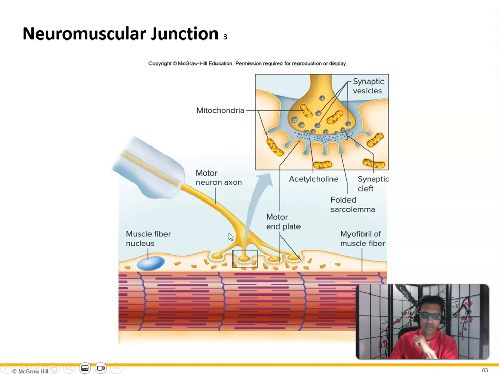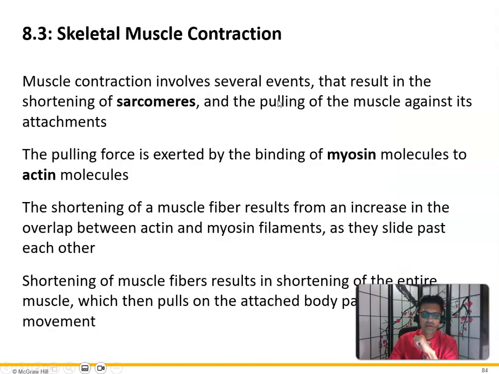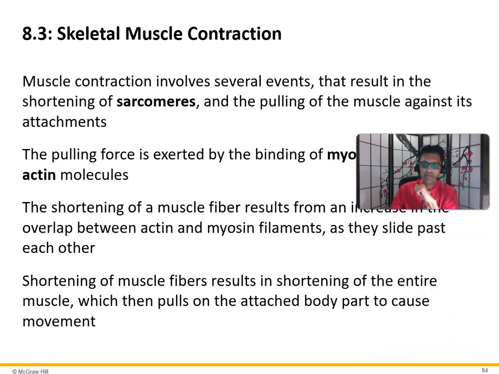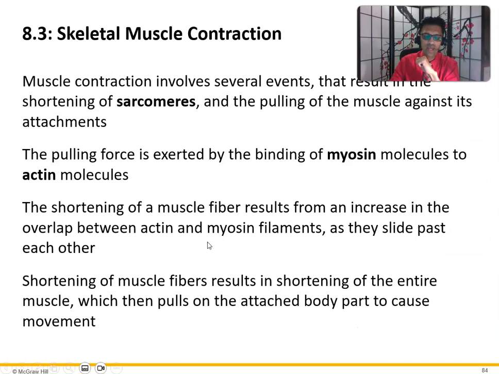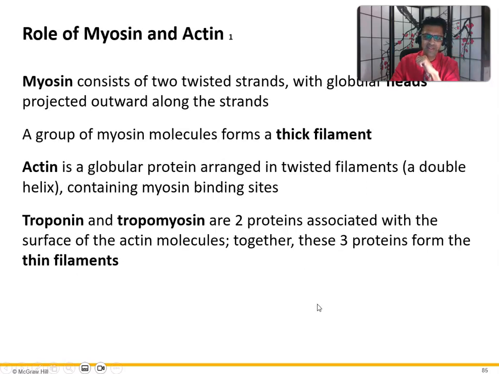Okay. So muscle contraction involves several events that result in the shortening of sarcomeres and the pulling of the muscle against its attachment. The pulling force is exerted by the binding of myosin molecules to actin molecules. The shortening of a muscle fiber results from an increase in the overlap between actin and myosin filaments as they slide past each other. Shortening of muscle fibers results in shortening of the entire muscle, which then pulls on the attached body part to cause movement.